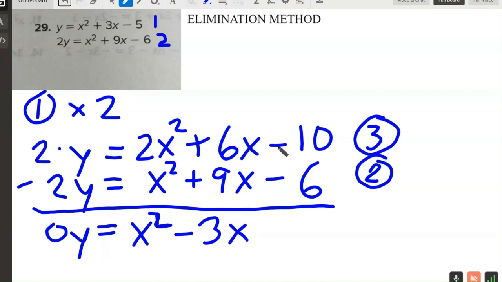And finally, definitely want to be careful here. A negative 10 minus a negative 6. So we're subtracting a negative, so we're adding, right? Subtraction of a negative is adding, so we'd say negative 10 plus 6. That's going to be a negative 4. Okay? So we know that this is all equal to 0. 0y is the same as just plain old 0 right there.